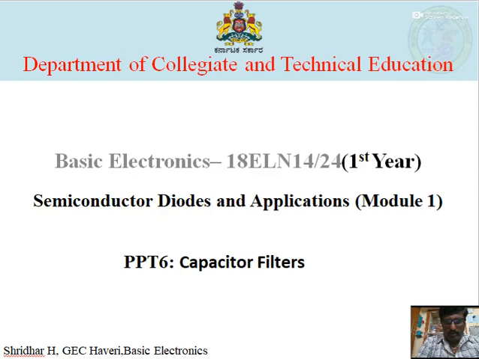Today we are going for your basic electronics subject. In Module 1, semiconductor diodes and applications, we are going for Session 6, that is capacitor filters. In this we will look at filters and what a capacitor means. You have already come across the previous session, half wave rectifier and full wave rectifier. So if we connect a capacitor across it, what will happen? We are going for that.